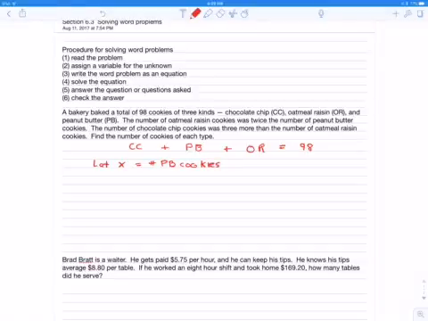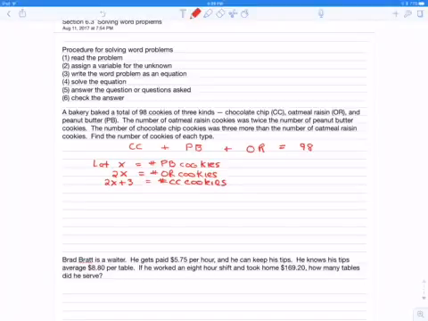So the number of oatmeal raisin cookies was twice the number of peanut butter cookies. So I can make the number of oatmeal raisin cookies 2x. Well, the number of chocolate chip cookies was 3 more than the number of oatmeal raisin cookies. So the number of oatmeal raisin cookies was 2x. If I add 3 to that, I'll get the number of chocolate chip cookies.